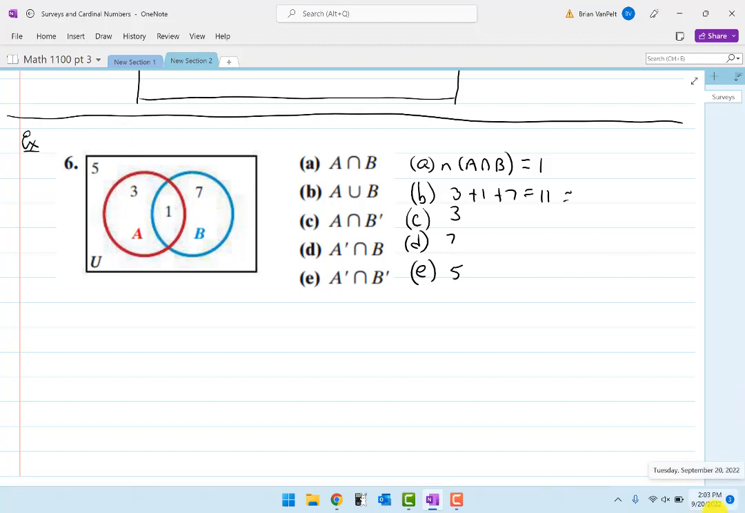I don't think I actually put what these equal. This was the number of items in A union B. This was the number of items in A intersect B prime. This was the number of items in A prime intersected with B. And this was the number of items in A prime intersected with B prime.